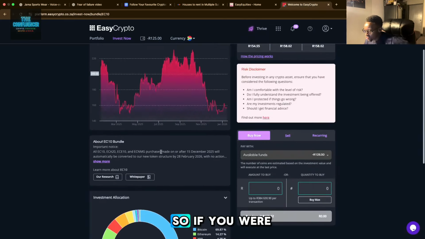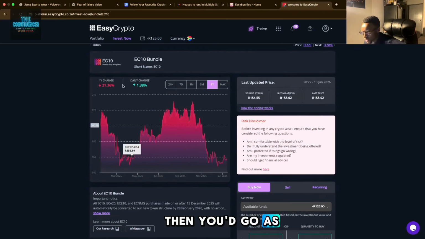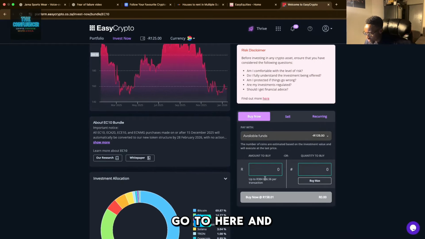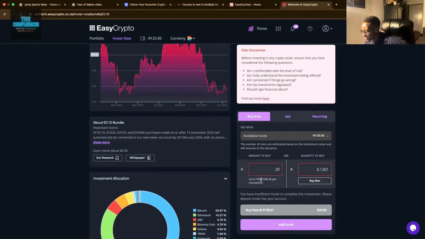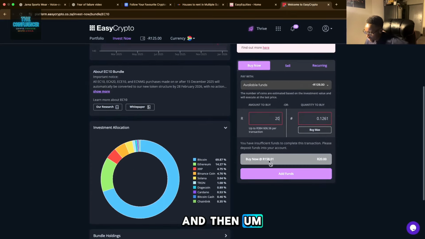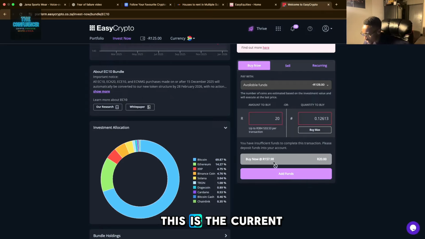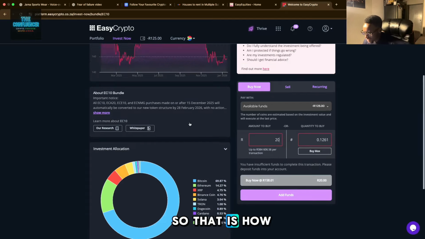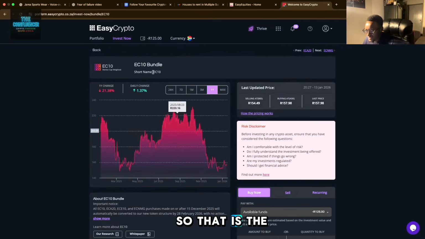And then yes, if you were to invest in this ETF, as you saw me click, you'd click into it, and then go to here and say I want to buy for 20 rands. I don't have that money right now, and then you click here, buy now for this amount, right? This is the current price of it, but you can buy for 20 rands, and then you'll get 0.12613 units, because 20 rand is a fraction of 158 rands. Okay, so that is how you invest in an ETF. So that is the EC10 bundle.